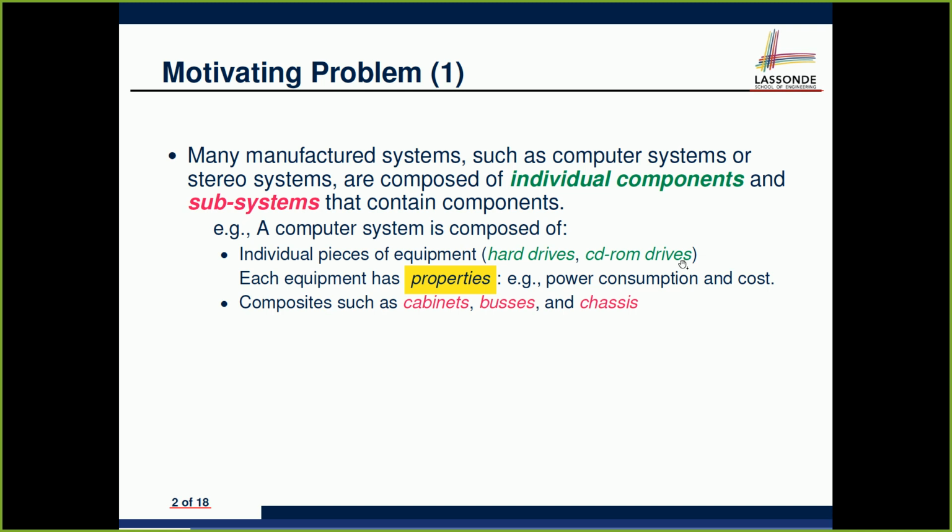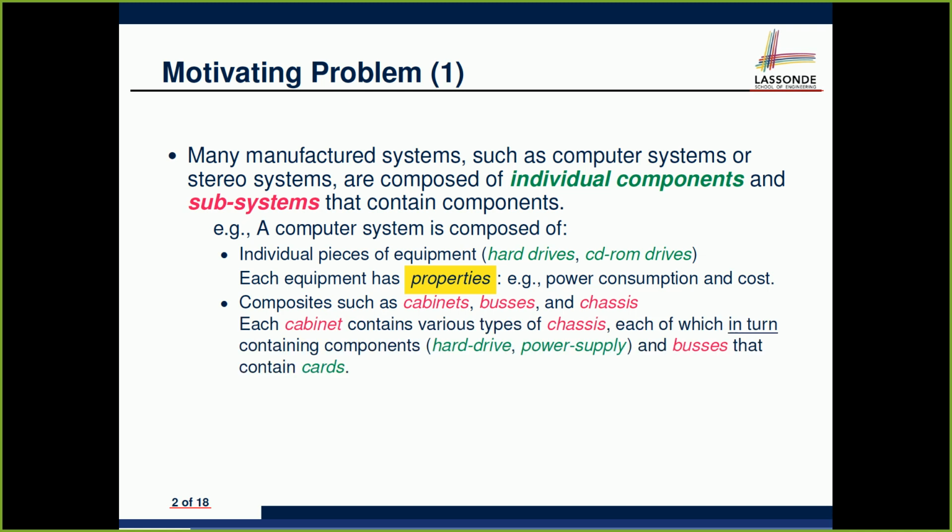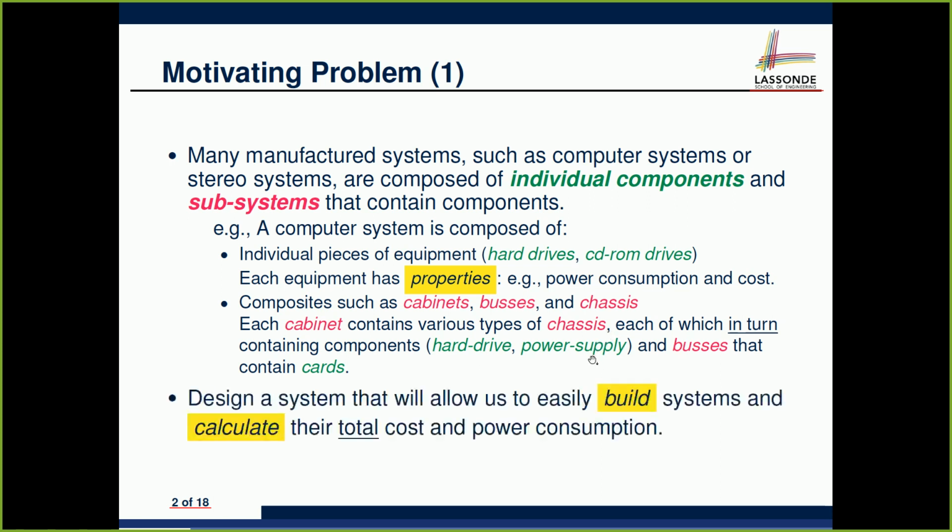Okay, so this will be the example we're going to use as a running example for the composite pattern. Okay, it's a little bit old style example, but hopefully it can illustrate the ideas. Okay, and then I will switch to iPad in just a moment by asking you questions, and they'll present some alternative design. Each cabinet, for example, contains various types of chassis, and each of which in turn contains components, etc. Right? I'll show you a picture in just one moment.